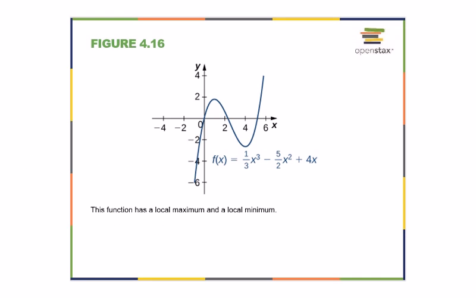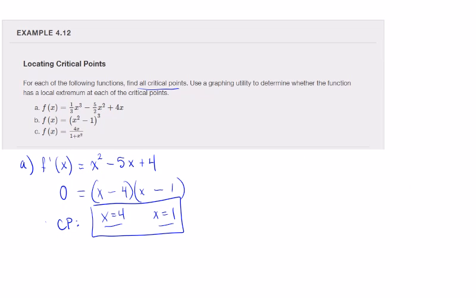Okay, so we can see at 1 we have a local max, right? It's not an absolute because this graph goes up forever. And then we can see at 4 we have a local min. Okay, so this is a local minimum, and this is a local max. It doesn't matter which order you put them, but make sure you match up the min or max with the right value.